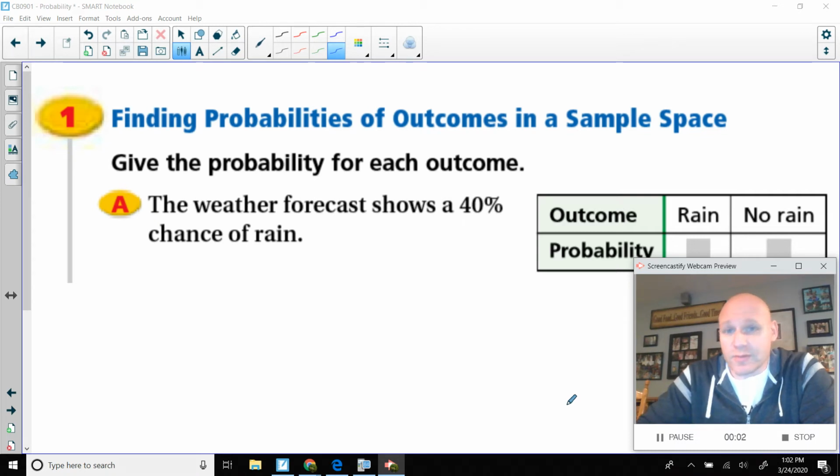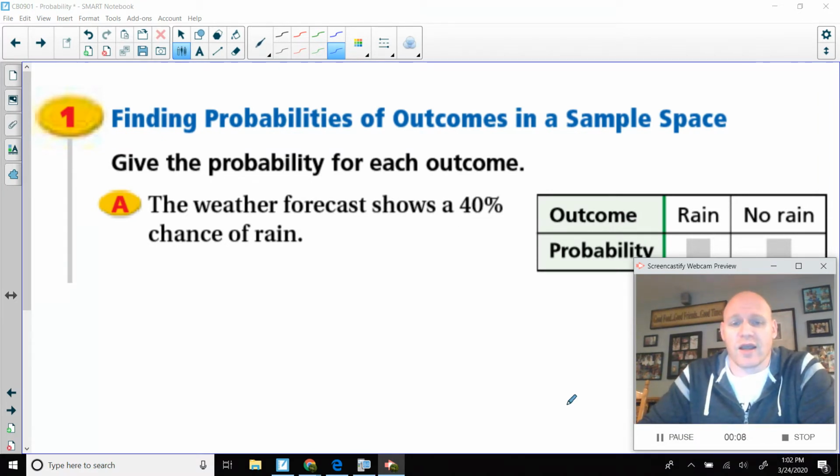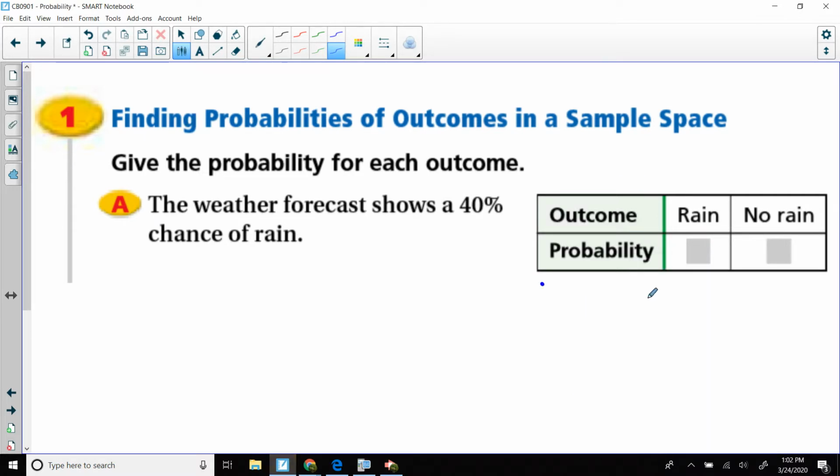Now we're going to walk through some examples of probabilities. So, real simple stuff for this particular quiz. What they want you to do, first of all, they give you the weather forecast and they say that it shows 40% chance of rain. So, they just want you to fill out this table. Pretty easy stuff. So, we'll come in for rain, you have 40% chance.